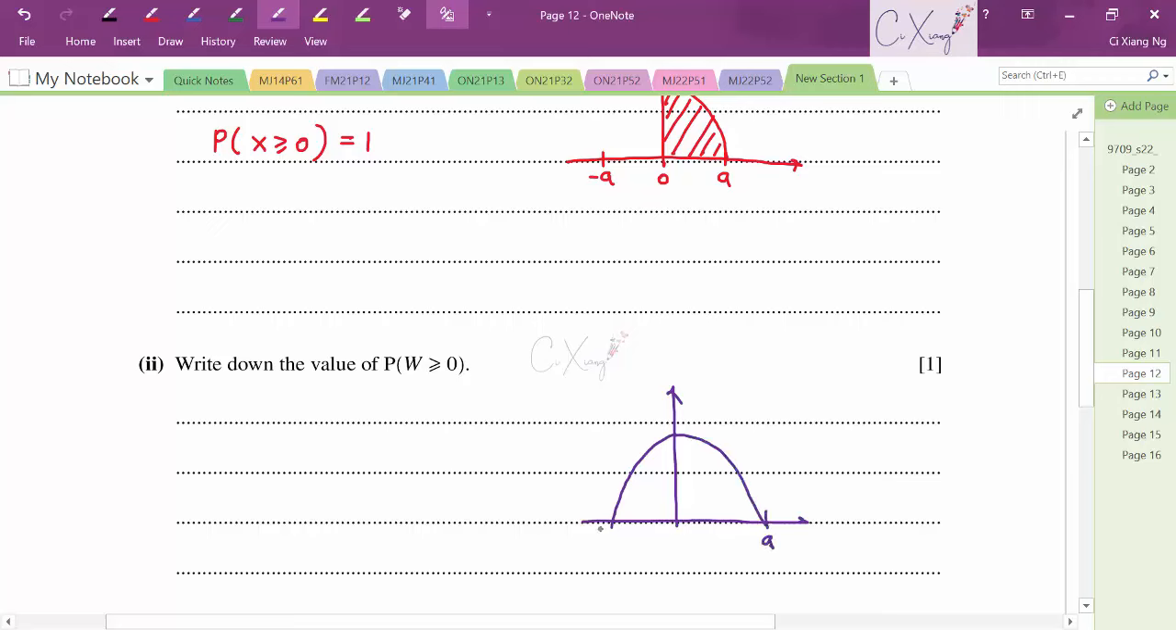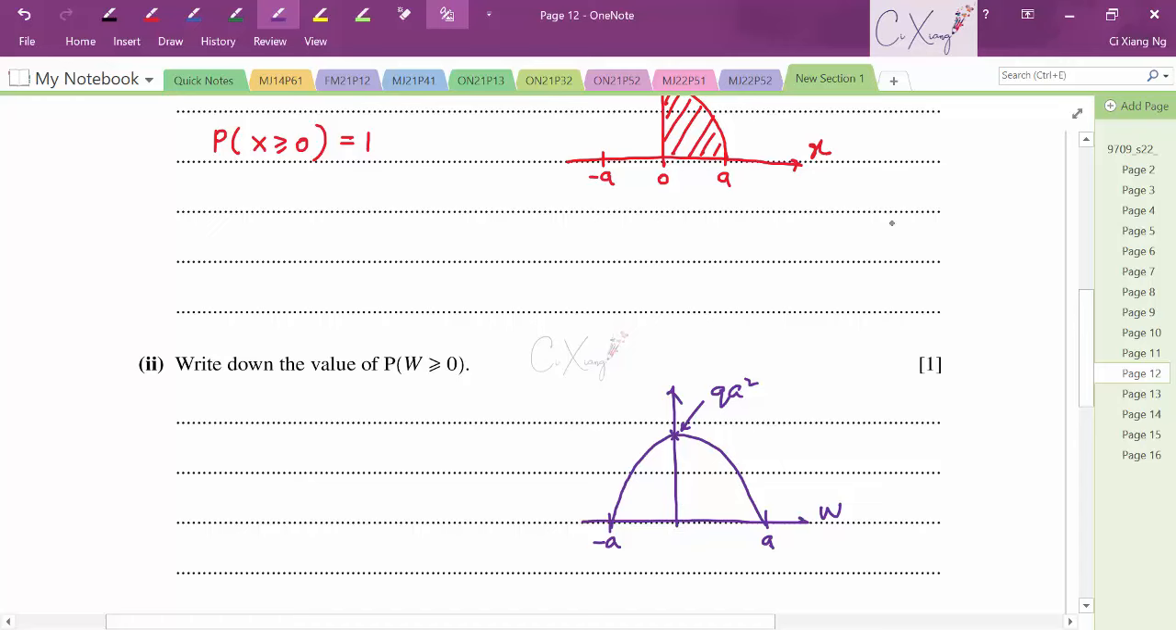So this is a, this is negative a, and definitely this value should be qa squared. So this is for the function w. Just now, it was for the variable x, and this is for variable w. For this diagram, the domain defined is from negative a until positive a. Therefore, for the continuous random variable, the graph will look something like this.